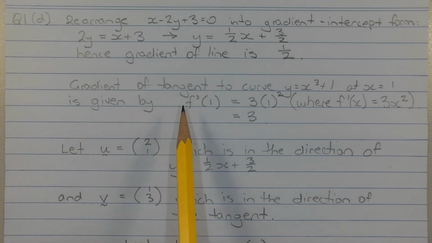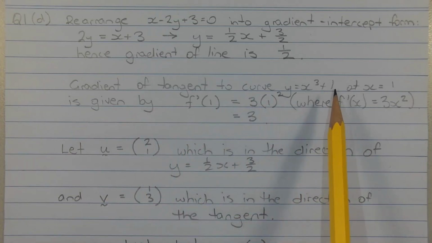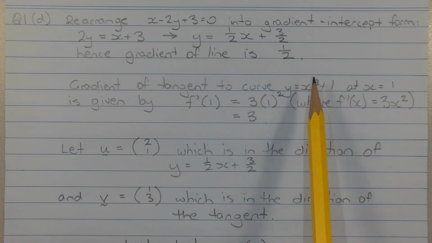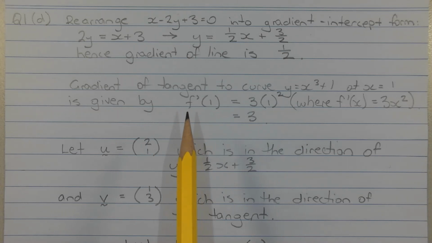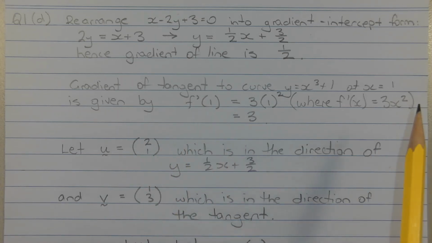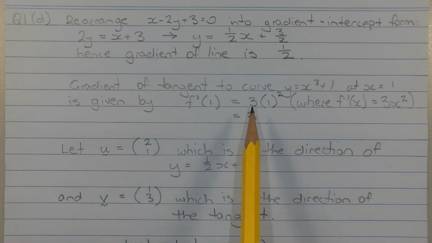Now to get the gradient of the tangent to the curve y equals x cubed plus 1, we need to differentiate x cubed plus 1 with respect to x. We get f dash of x is equal to 3x squared. The gradient of the tangent at the point where x equals 1 is given by f dash of 1. So we substitute x equals 1 for x here. We get 3 times 1 squared, which equals 3.